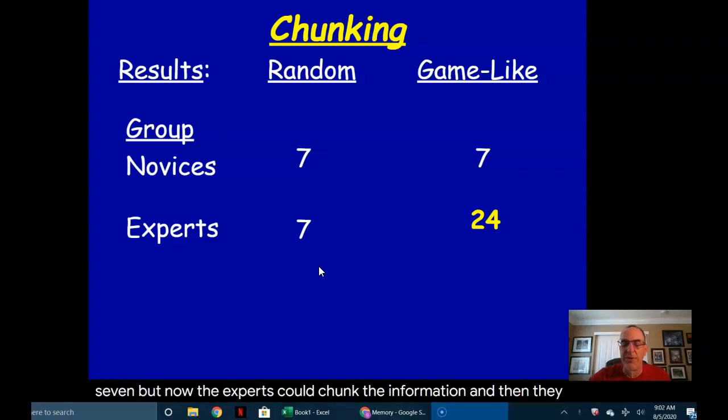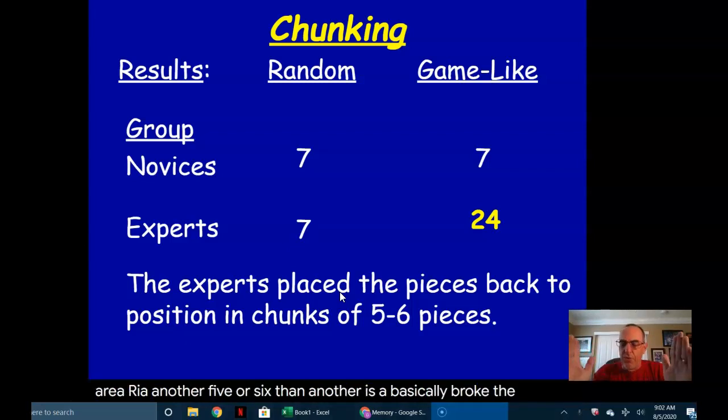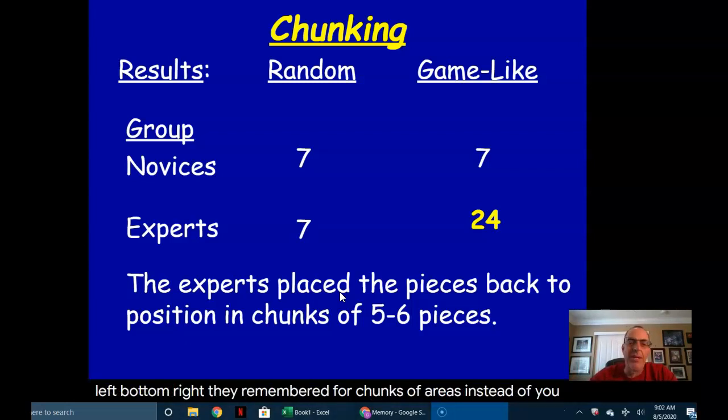Now, what's interesting, though, is that when they put the pieces back to the original positions, they didn't take one piece and put it here, another piece over here, another piece over here. What they actually did is to groups of 5 or 6 pieces, put them in one area, another 5 or 6 in another area. So basically, it broke the chessboard into 4 quadrants, like the upper left, upper right, bottom left, bottom right. They remembered 4 chunks of areas instead of 24 separate locations. So that's how we could actually do it.